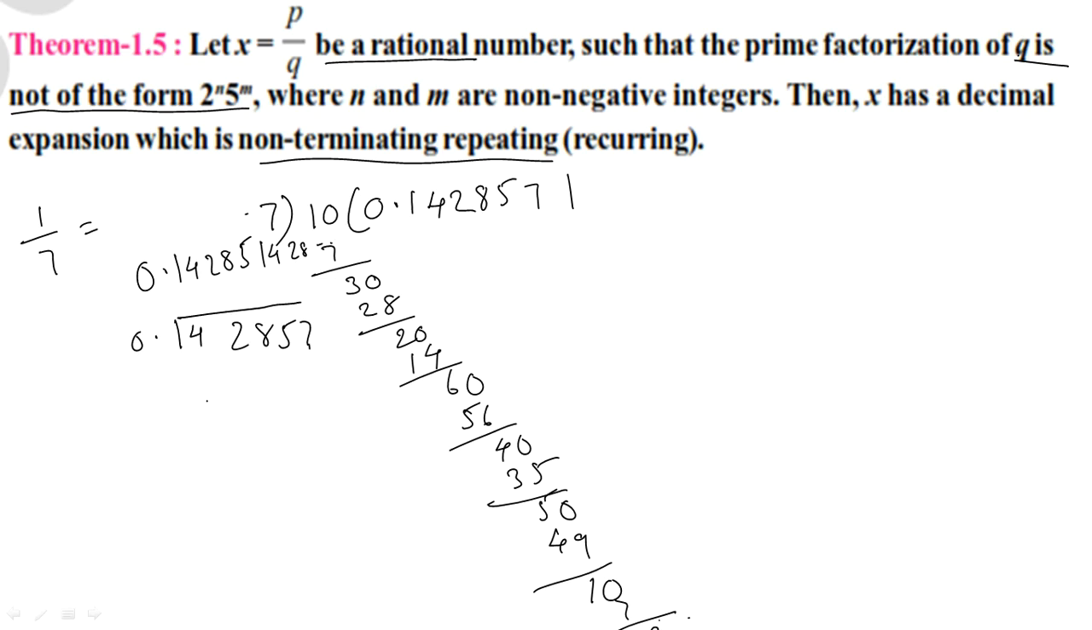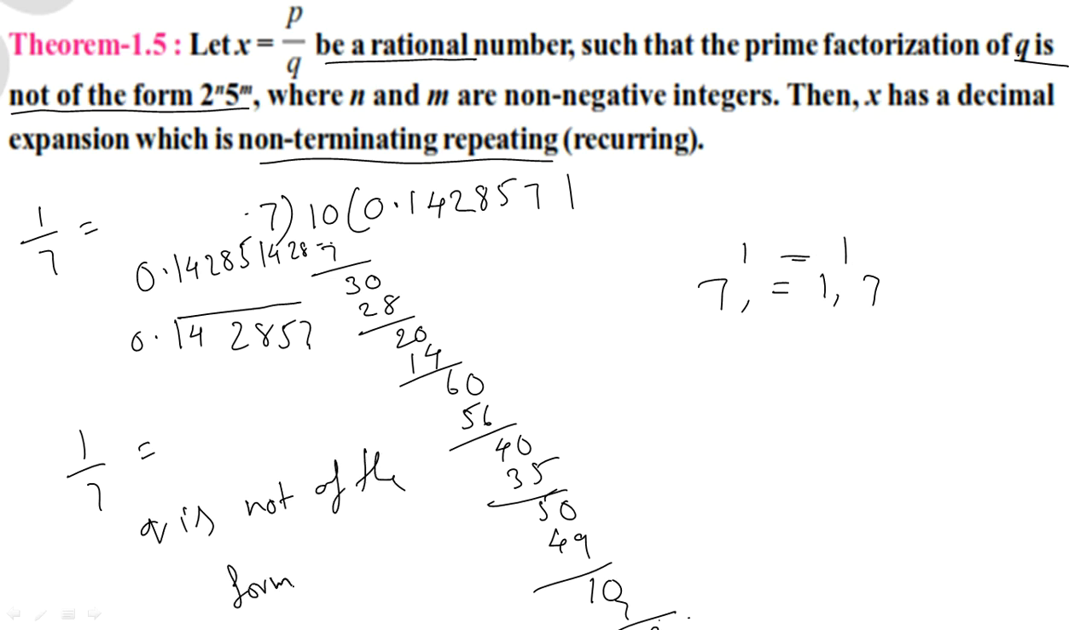So this is a non-terminating decimal. If we see the q value, it is not in the form of 2 power n 5 power m. q is 7. What are the factors of 7? 1 and 7. So 7 is not in the form. q is not of the form 2 power n 5 power m. Okay, is it clear?